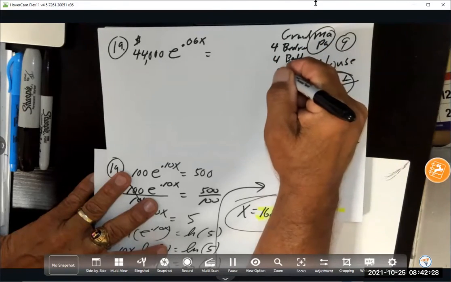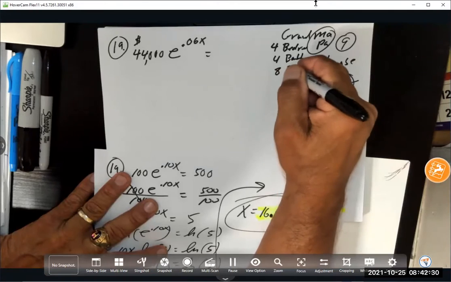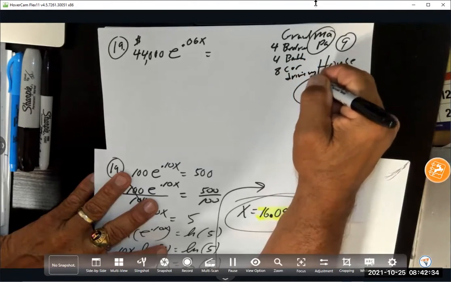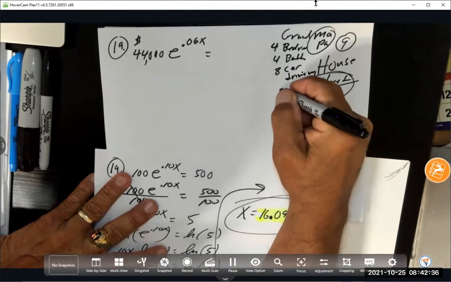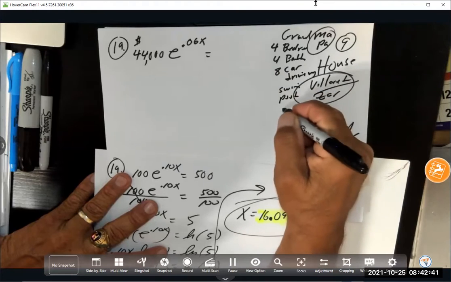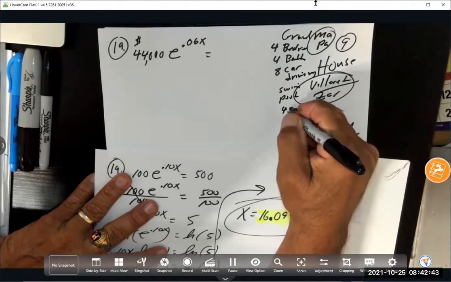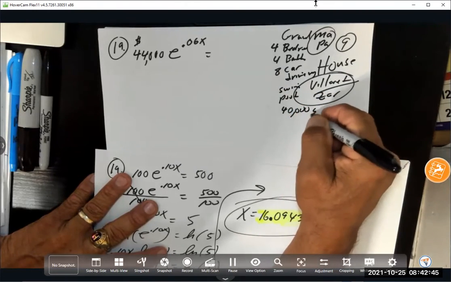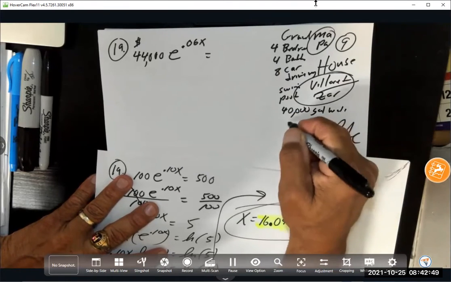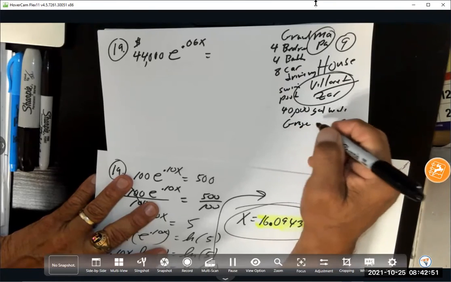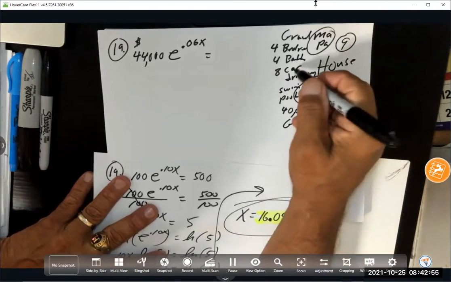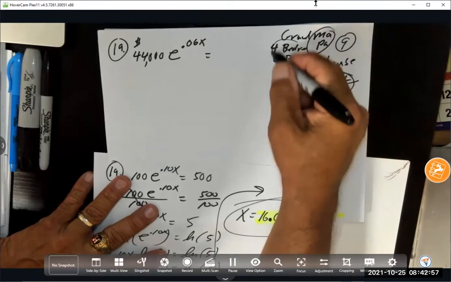All right. What else did it have? And it had an 8-car driveway. Okay. What else did it have? And they had a swimming pool in the back. And the swimming pool had like 40,000 gallons of water. And it had a garage, 2 cars. Okay. So it has this 8-car driveway, all this stuff.